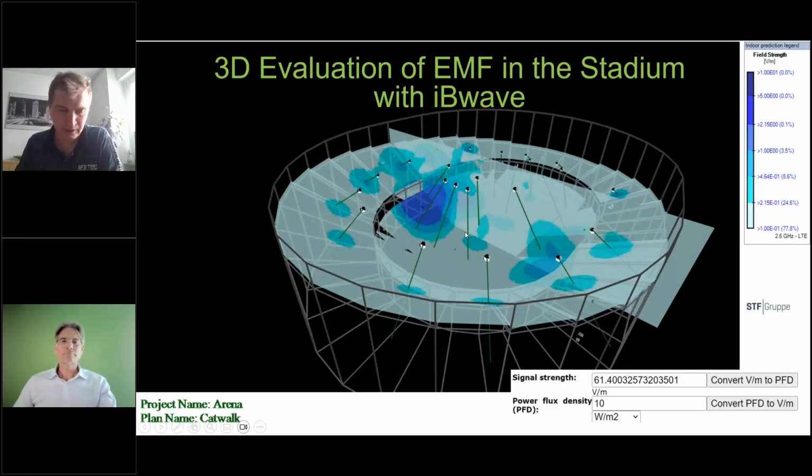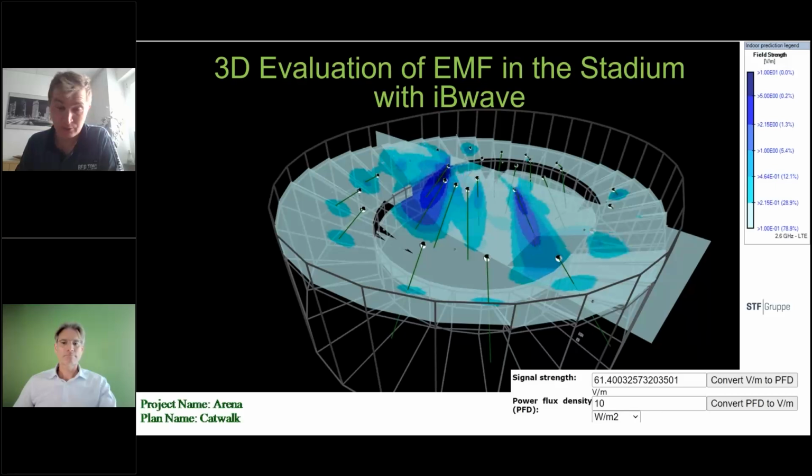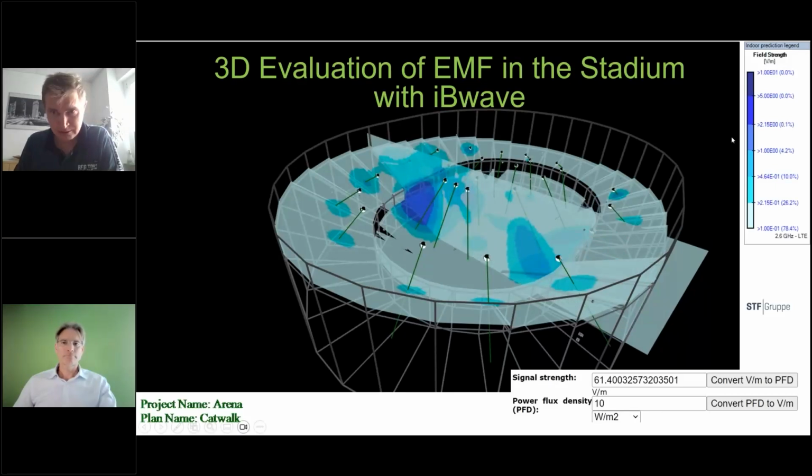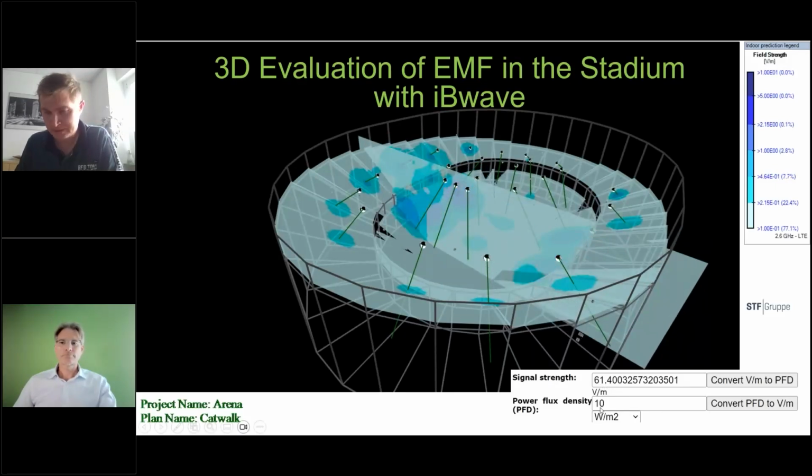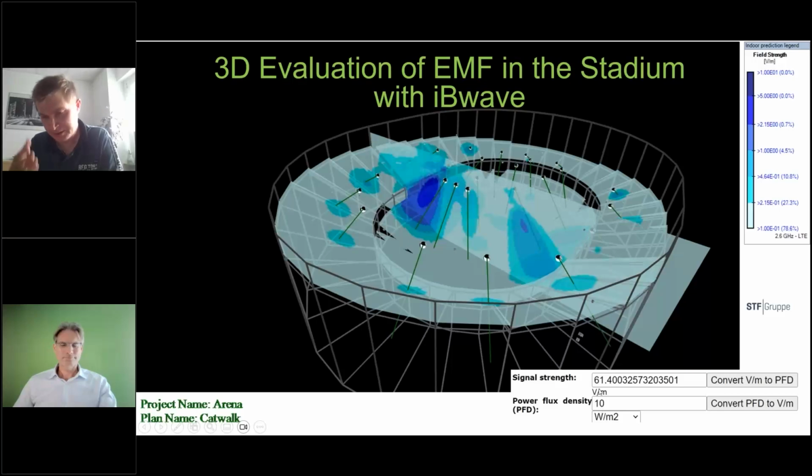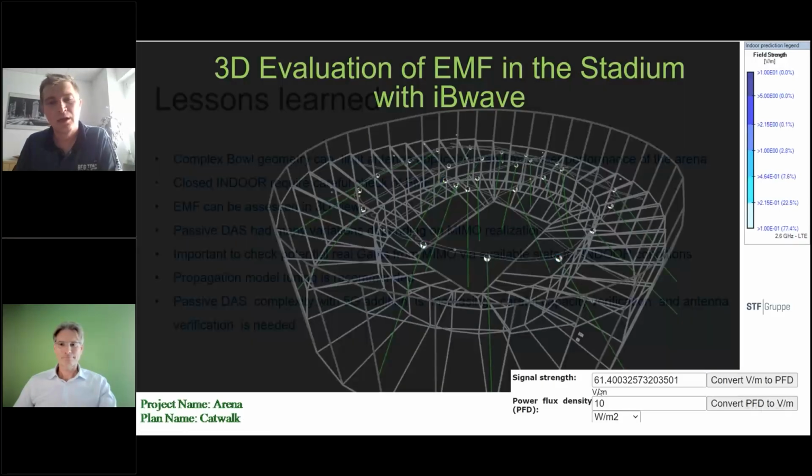And again, as I said, typically we plan in a way that we are far away from this border of 61. We are far away from 10. So this is just done here for showcase.